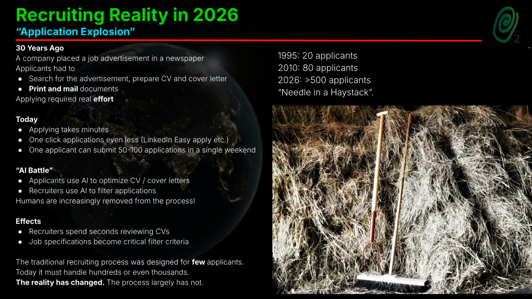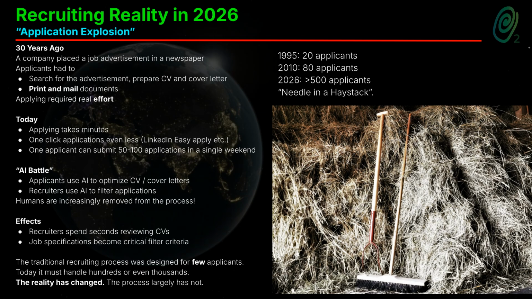Recruiters are then using AI to filter applications. So we have an AI producing something and an AI filtering it again, and humans are increasingly removed from the process, which might not be a bad idea, because we will see later on all the bias humans have. The effect is that recruiters spend increasingly less time reviewing CVs. This is maybe seconds if they are screening, so they don't really do much reading of CVs anymore. But you need to get past the AI to actually see the recruiter, maybe.